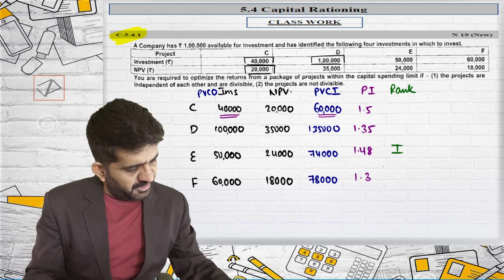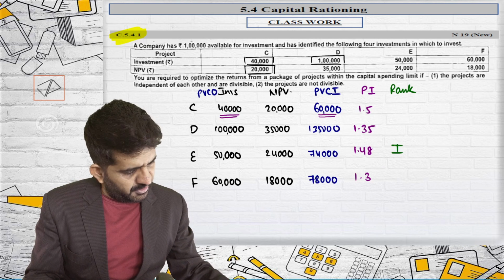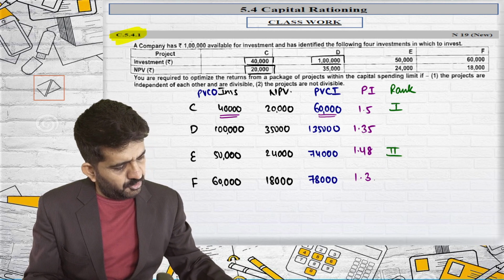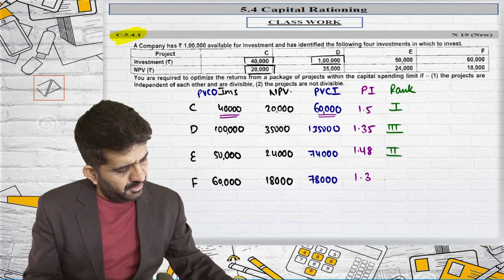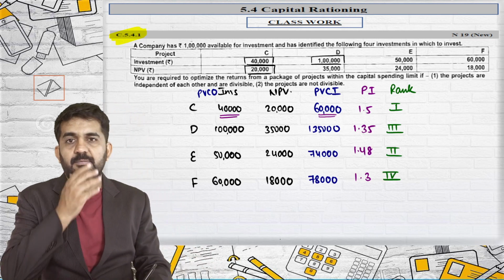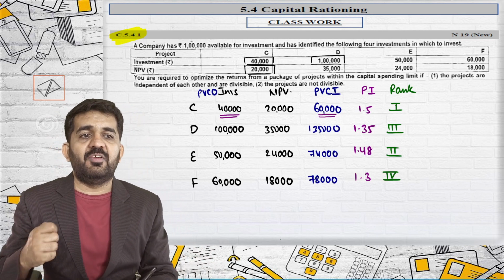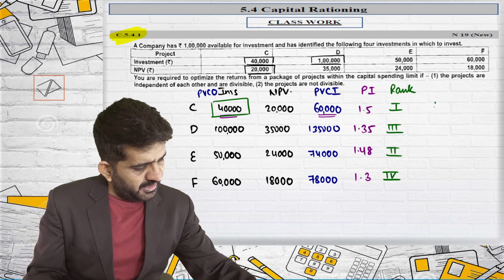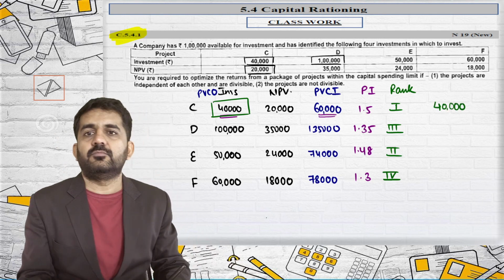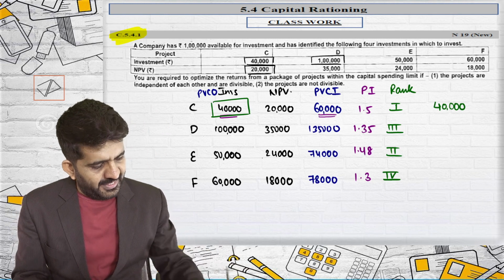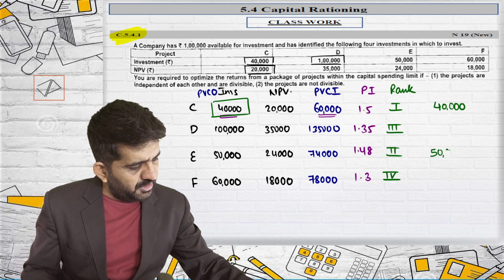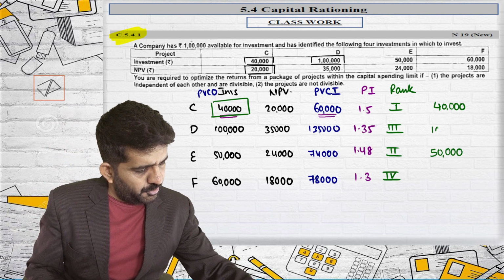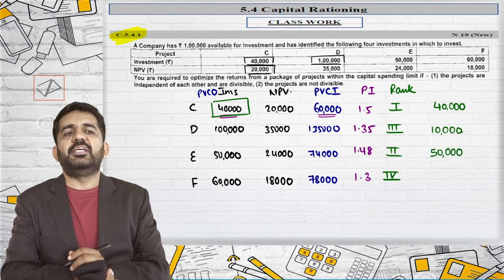I will be ranking the project. First rank is project C. Second rank is project E. Third is D. And fourth is F. You are having 1 lakh investment. First 40,000 should be invested in project C. Second, you can invest 50,000 in second one. Remaining 10,000 should be invested in project D.